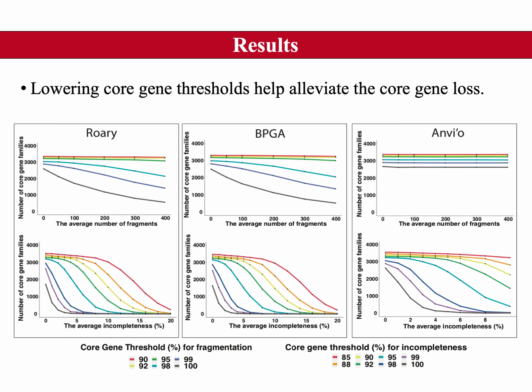The lower core gene thresholds always give a higher core genome percentage and also a larger core genome size, meaning that core gene loss can be alleviated by lower core gene thresholds. What's more, Anvi'o with its default metagenome mode for gene prediction performs better than the other tools in fragmented genomes, as shown in these plots.